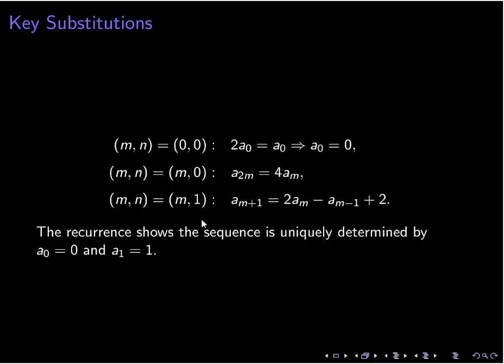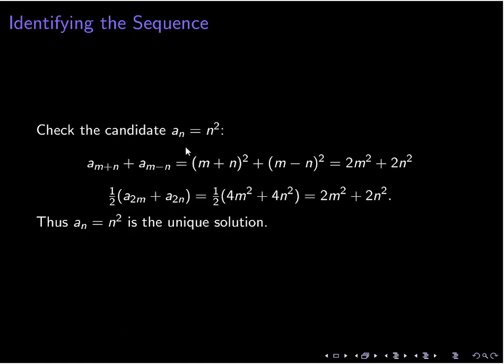So this recurrence that we got here in the third line shows that the sequence is uniquely determined by a_0 equals 0 and a_1 equals 1. And if we calculate the first terms, I think you saw that a_2 equals 4, and if you calculate a_3, you'll find 9, a_4 is 16, and a_5 is 25. So there is a very prominent candidate as a solution for this sequence, which is a_n equals n squared.